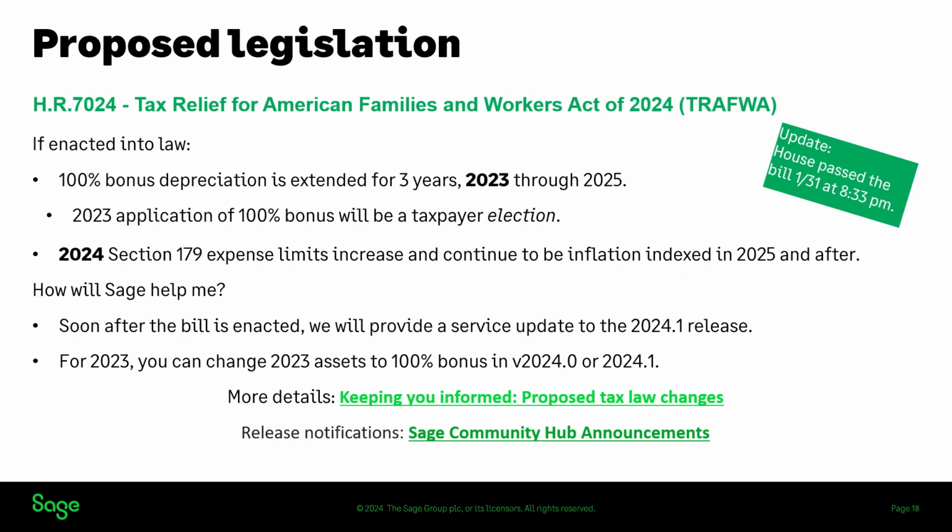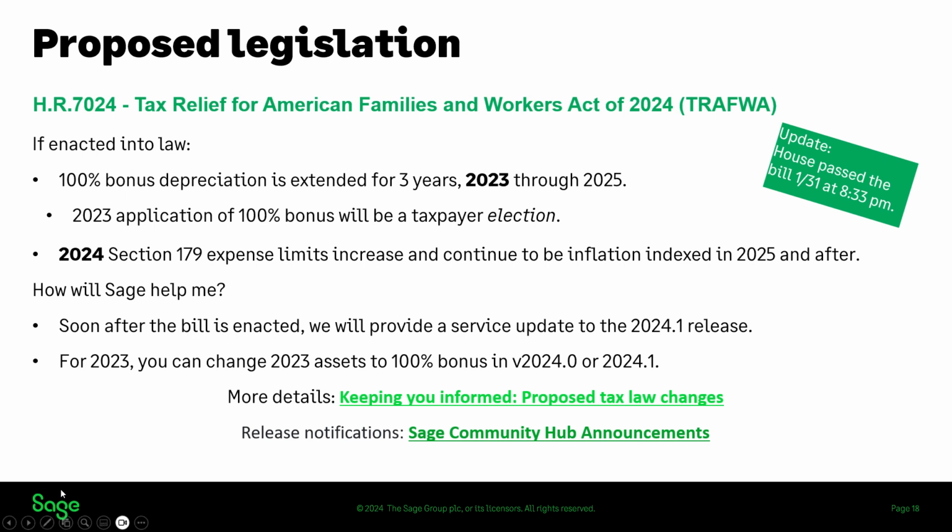Now, for 2024 tax years, the bill has Section 179 expense limits increasing and then continued to be inflation indexed in 2025 and after. So how are we going to help you? Well, as soon as the bill is enacted, we will provide a service update to the 2024.1 release. So do have that release installed, because it will be a service release that updates that release.